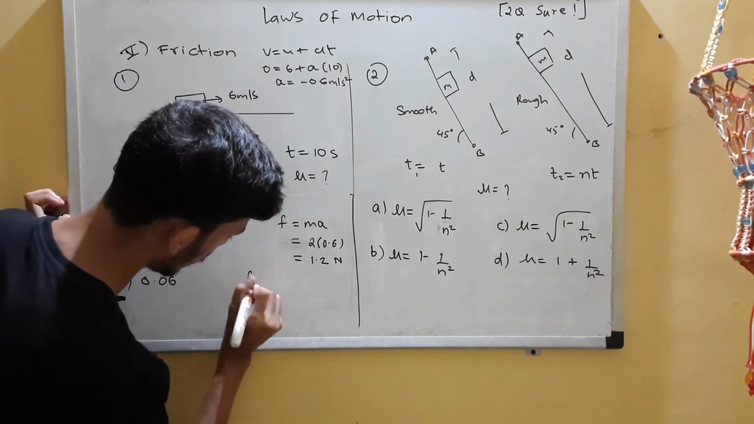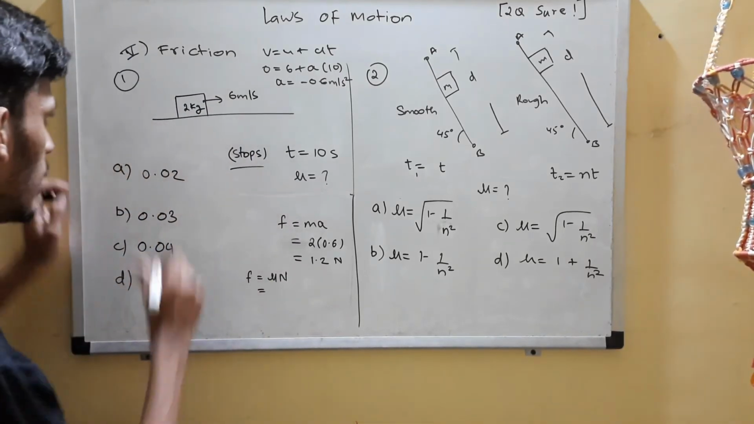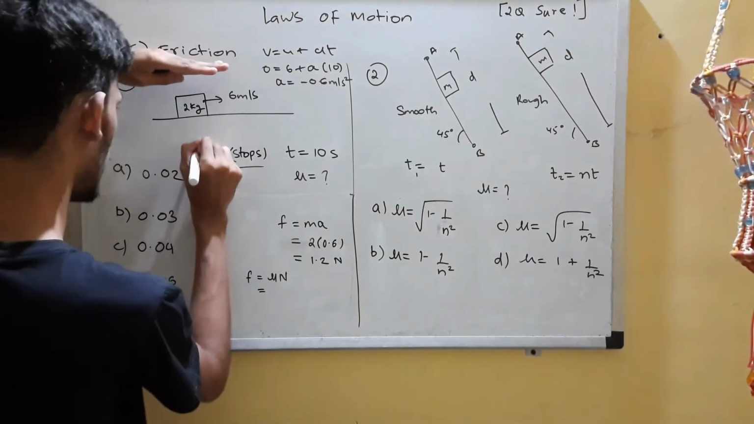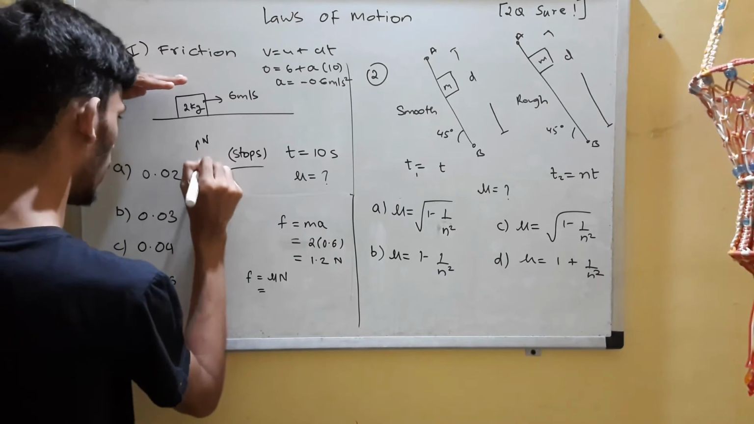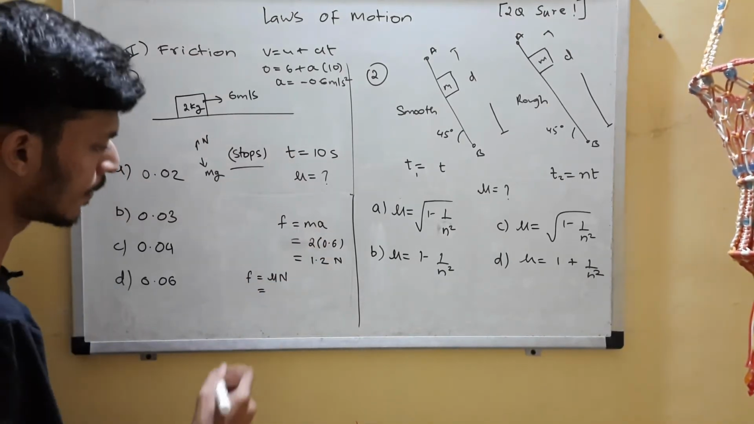Now your frictional force can also be given as mu into N. Now N, in this case, since it's on a horizontal surface, will be equal to mg. The normal force is equal to mg in this case.